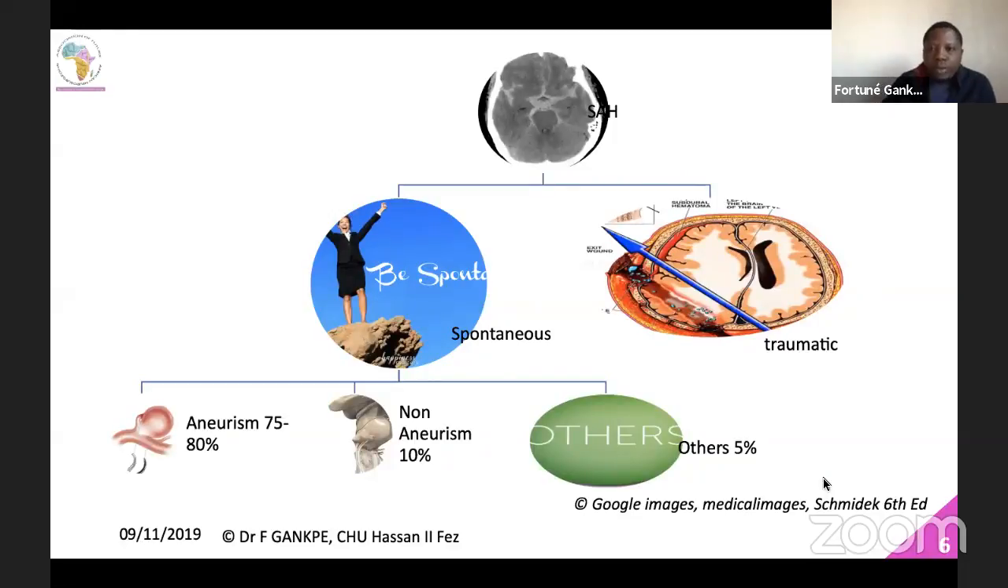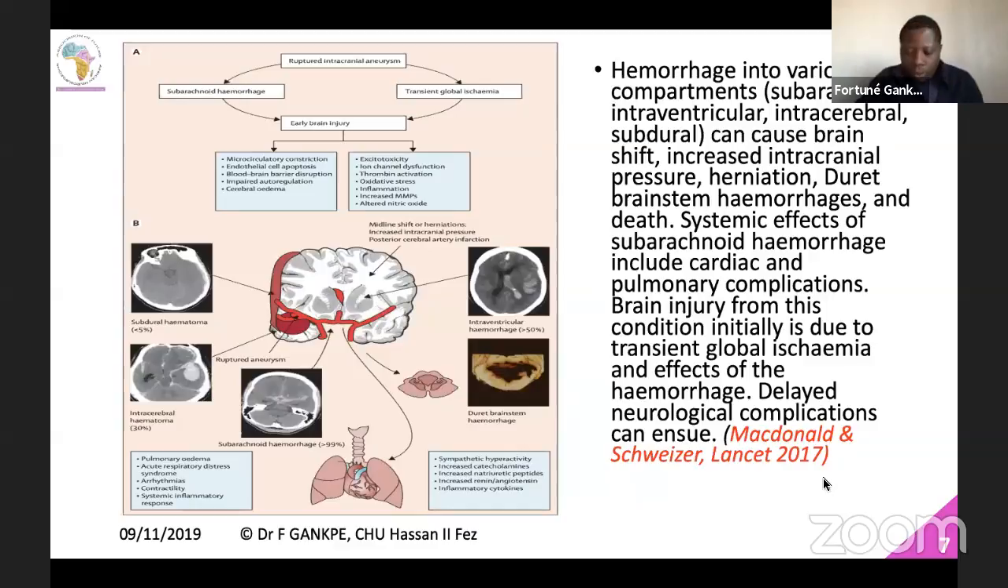Here I want to summarize the main causes of subarachnoid hemorrhage. It could be spontaneous or traumatic, and for the spontaneous subarachnoid hemorrhage, we have aneurysmal causes, non-aneurysmal causes, and other causes. What about the pathophysiology of subarachnoid hemorrhage?